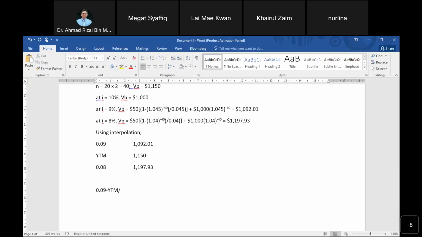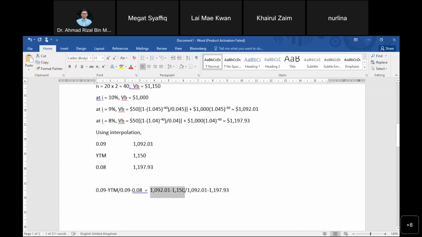So you know that the difference between 9% and YTM, divided by 0.09 minus 0.08, equals 1092.01 minus 1150, divided by 1092.01 minus 1197.93. If you look at the denominator down here, the difference between 1092 and 1197 is negative 105.92.